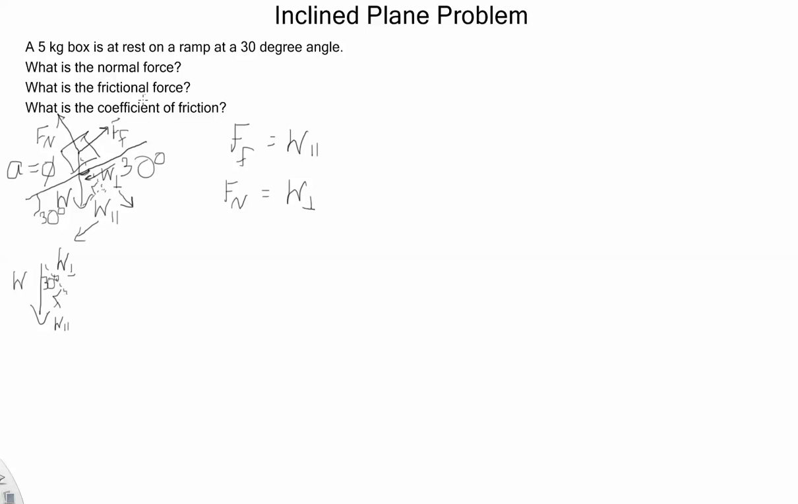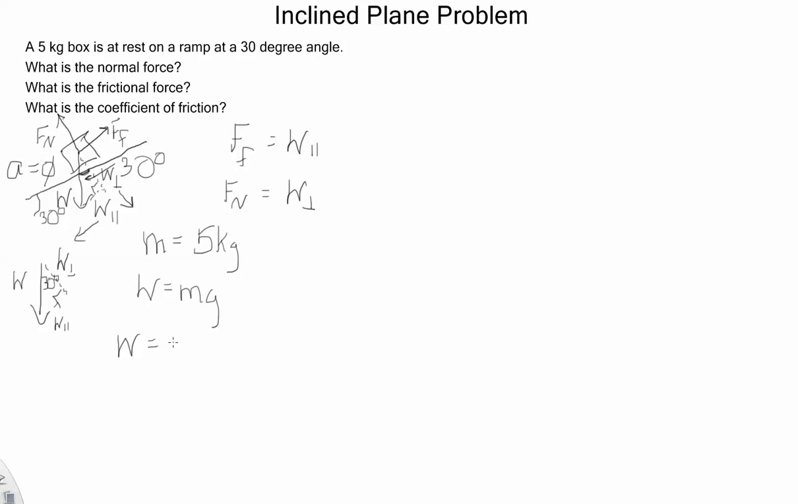So, when they're asking us to solve for normal force and frictional force, they're really asking us to solve for weight parallel and weight perpendicular. Okay, so they do give us a mass of 5 kilograms, and since we're solving for the components of weight, we do have to solve for weight itself first. Let me just do that really quickly here.